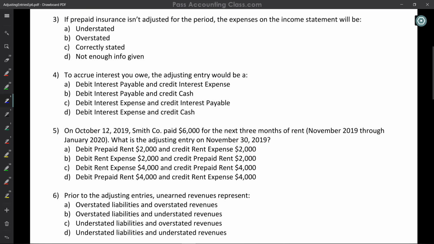For question 3, it says, if prepaid insurance isn't adjusted for the period, the expenses on the income statement will be understated, overstated, correctly stated, or not enough info given. So for problems like this, what I like to do is actually draw out the adjusting journal entry. So the adjusting journal entry would look something like this. We would debit our insurance expense, and then we would credit our prepaid insurance.